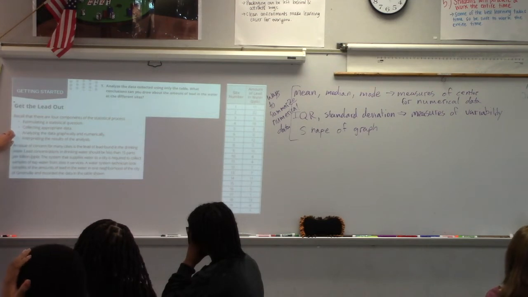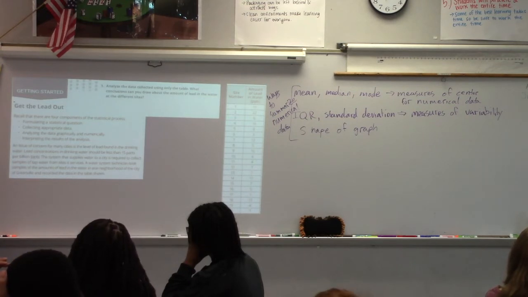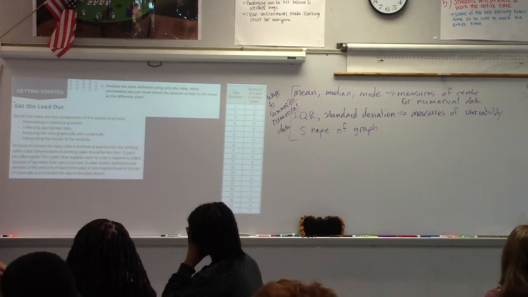And that's what we're going to focus on, because here's what I want you to understand. Once again, more than any other math you'll ever study, data will actually impact your everyday life. You will see data around you if you start looking for it, and you will need to be able to analyze it and interpret what that data means and how it can impact you. So right here, an issue of concern for many cities is the level of lead found in the drinking water.